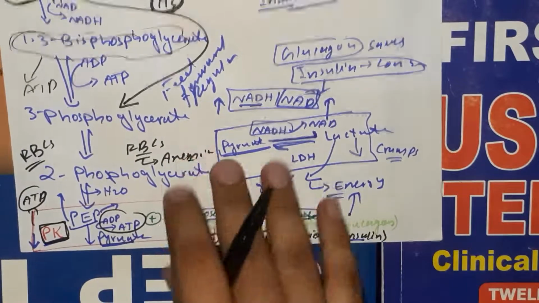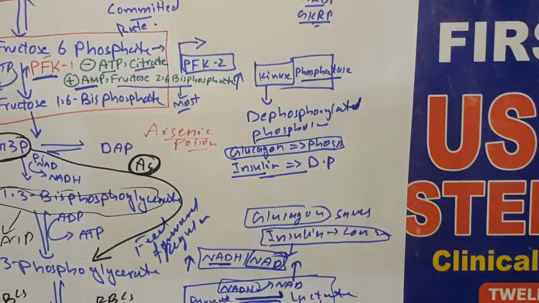So it was all about today's lecture, in which we covered the regulation of glycolysis, arsenic poisoning, as well as the deficiency of pyruvate kinase. So I hope you will like this lecture.